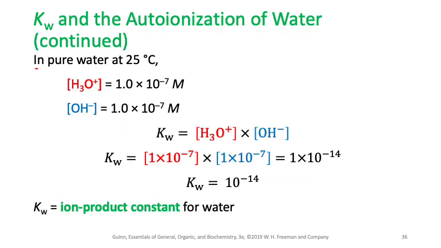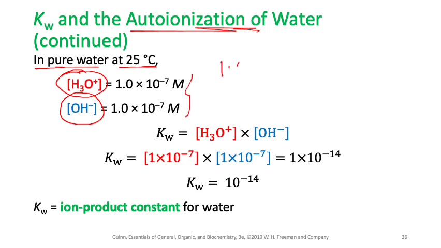Like I said, it has been experimentally determined in pure water at room temperature, 25 degrees Celsius, that because of the autoionization of water, the concentration of the hydronium ion and the concentration of the hydroxide ion are the same, and the number is 10 raised to the power negative 7 molarity. This is the concentration for both of them.